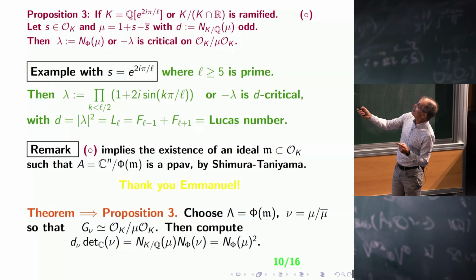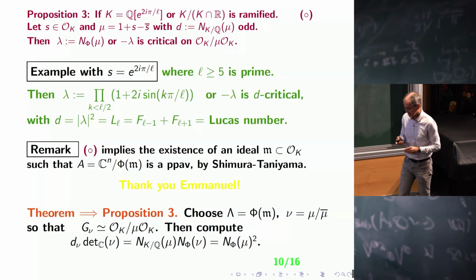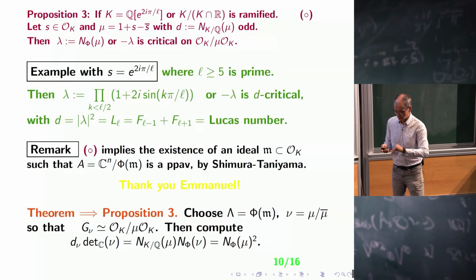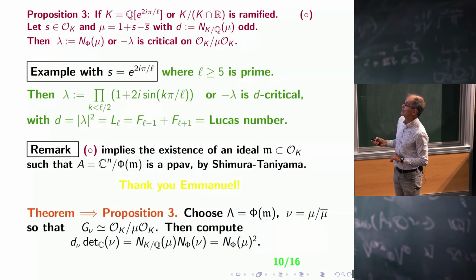But the formula I have in my theorem is the square root of that. So then you get that the reflex norm is a critical value. So that's the way the theorem implies proposition 3. So now we want to understand the theorem. And this is what I plan to explain now.